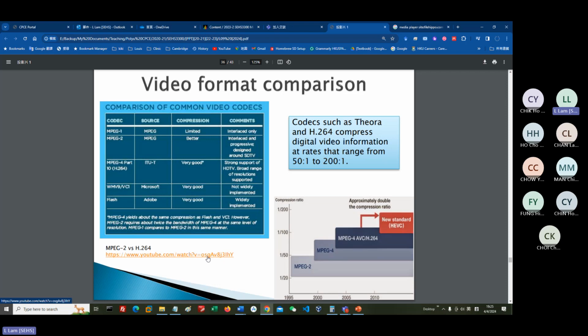But here we have the video that you may be interested in, which is the difference between MPEG-2 and H.264. Okay, let's take a look.